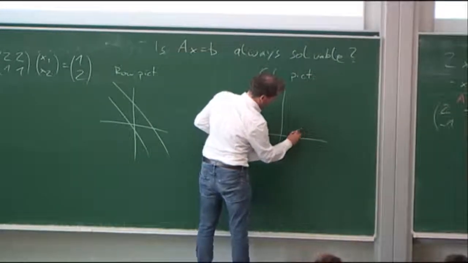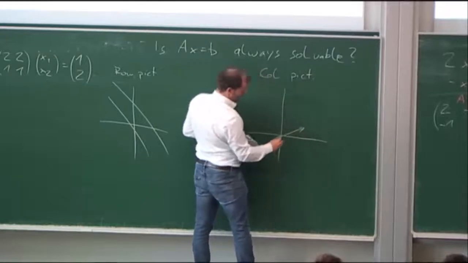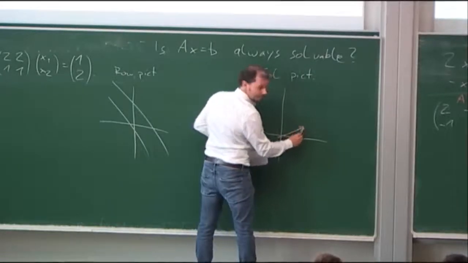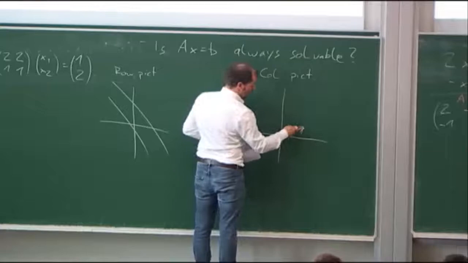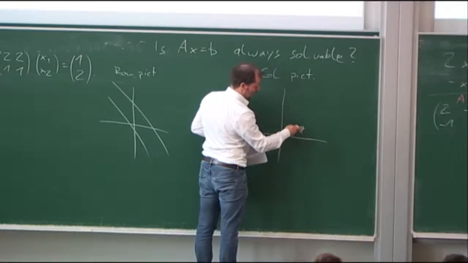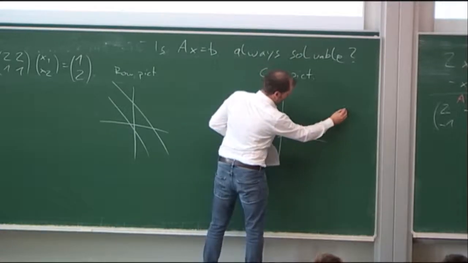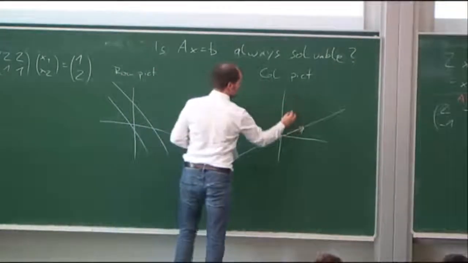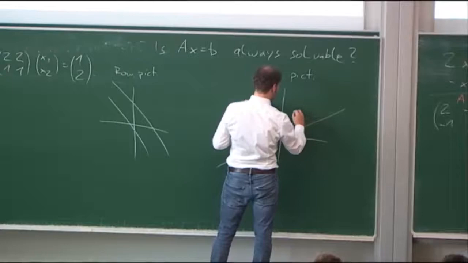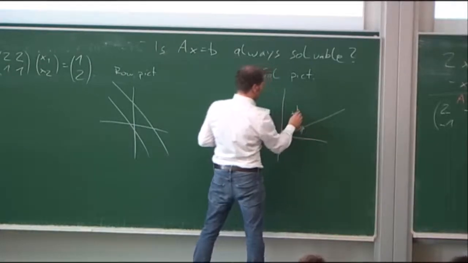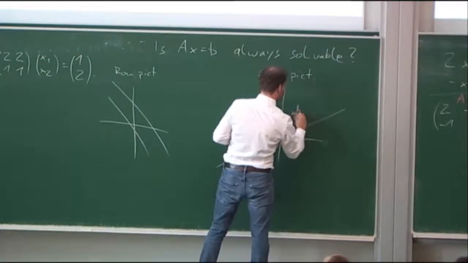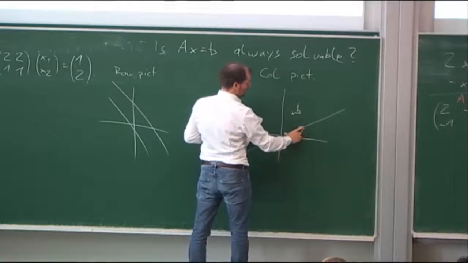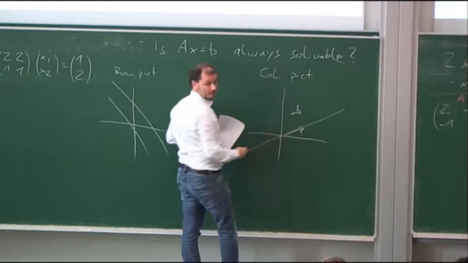So if the first column is this, and the second column is a multiple of the same vector, then by adding any multiple of this vector and adding any multiple of that vector, we can only reach points on this line. But we cannot reach, for example, if we have a b that's here, say our b is here, then by combining these two columns, we cannot reach this.